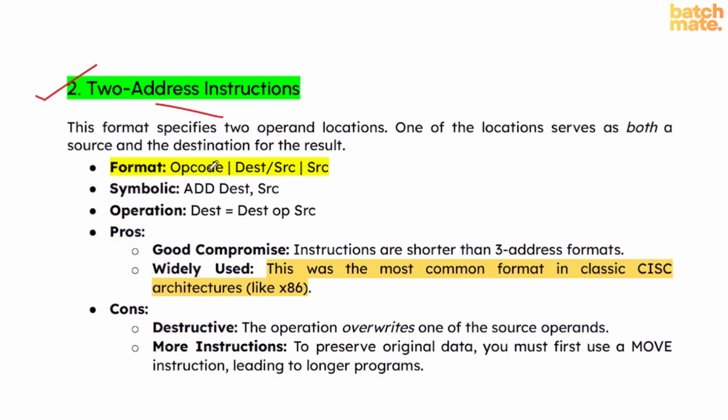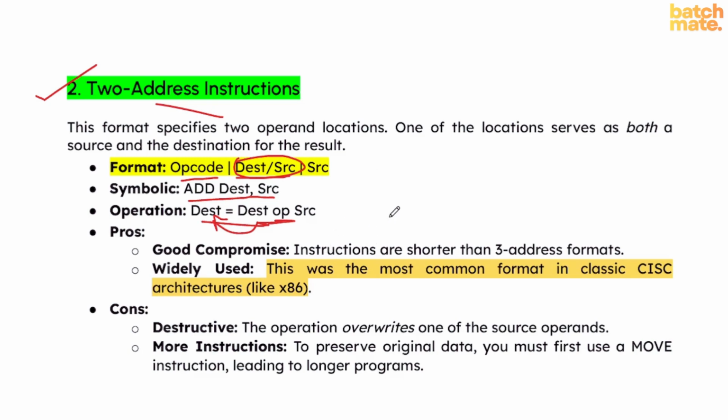The format is opcode destination source. For example, add destination source. And the operation is like the addition of destination and source will be stored as the result in the destination. And here's the catch. Notice something? One of the locations does double duty. It acts as a source and a destination. This makes the instruction shorter, which is good for hardware, but it is destructive.